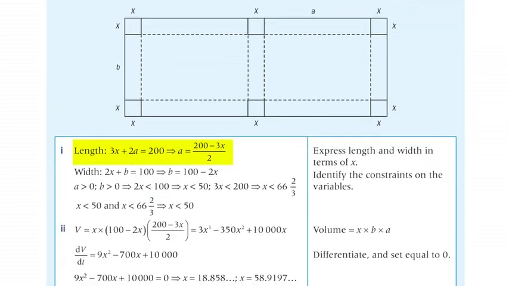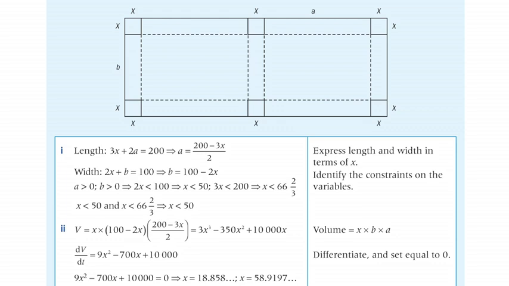Length: 3x plus 2a equals 200 implies a equals (200 minus 3x) divided by 2. Since a must be greater than 0, 3x must be less than 200, or x must be less than 66 2/3. The width is 2x plus b, and since this is 100 centimeters, write the corresponding equation and solve for b.